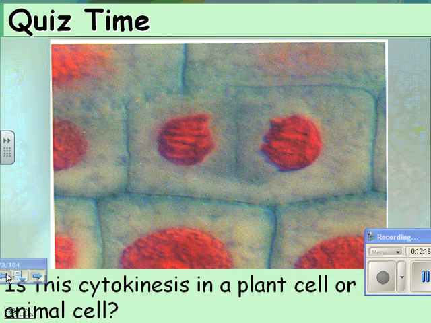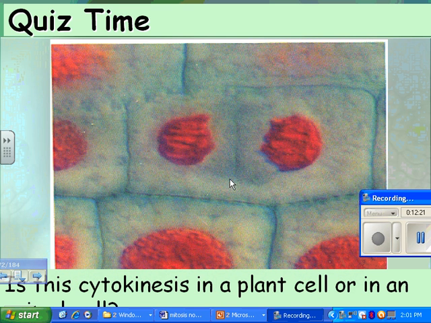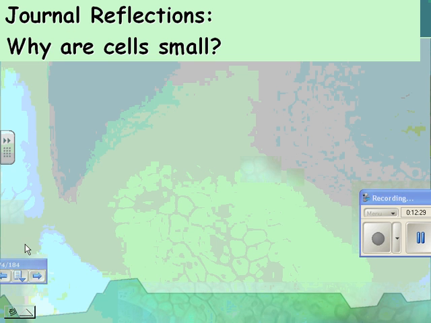Sorry, the question is, is this a plant cell or an animal cell? And the answer is, of course, a plant cell because you're making a cell wall. There's no cleavage furrow. This one is an animal cell because you see a cleavage furrow. There's no cell wall there. Okay, that's it for mitosis. We finished the whole thing.